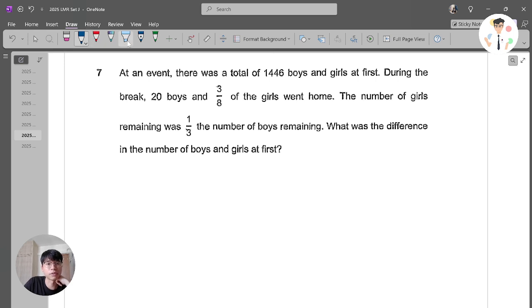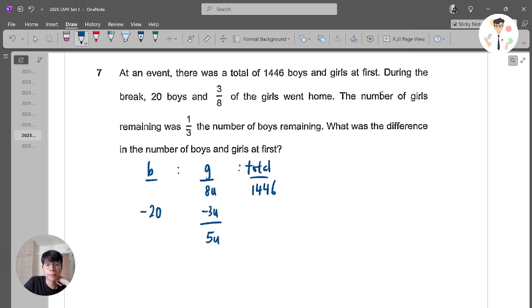Okay, let's try to write down the information first. I have boys, I have girls, and I know the total given to me is 1446. During the break, 20 boys left home, so I minus 20 here. 3 out of 8 of the girls went home. Means that out of 8 units, how many left? 3 units left. And here means supposed to be 5 units.